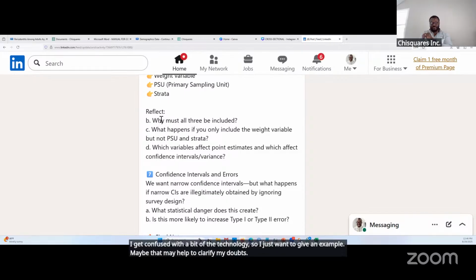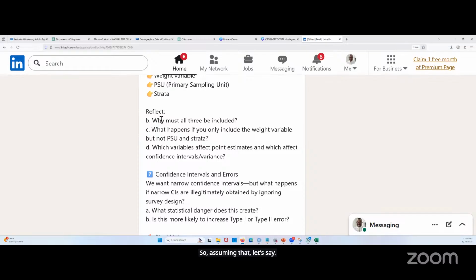Okay. So assuming I have a class of students made up of different races, let's say white, black, Hispanic. I take blood samples from them. I want to look at their blood glucose levels.